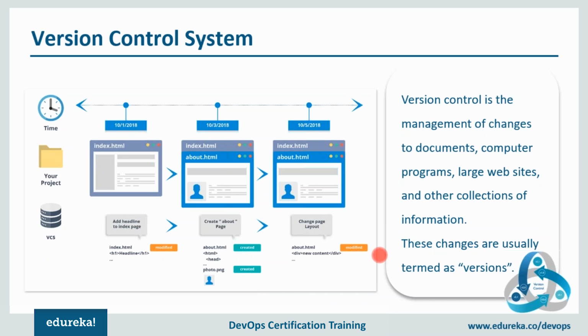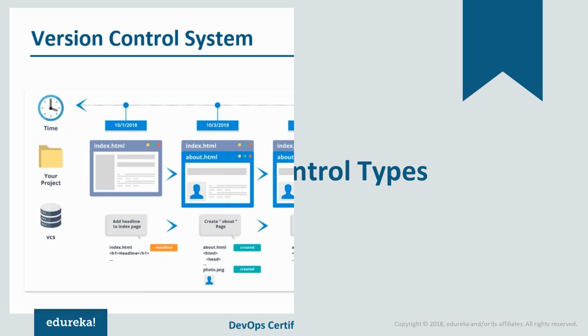So guys, this was basically how a version control system stores different versions. I hope that you've understood what versions are and what a version control system is.